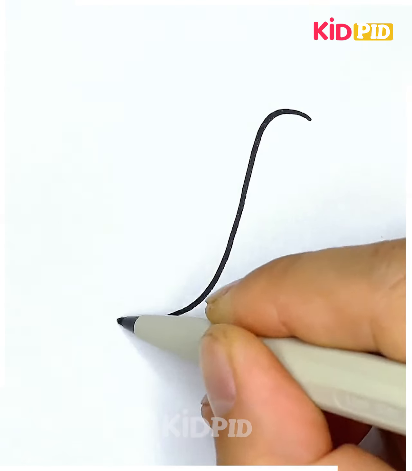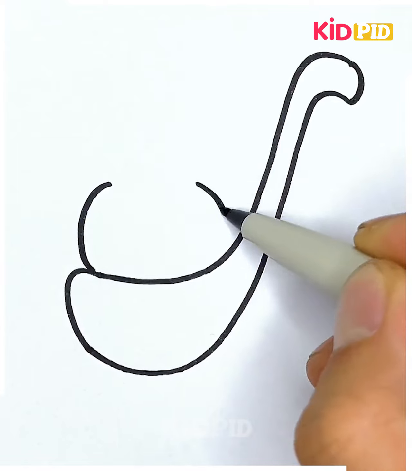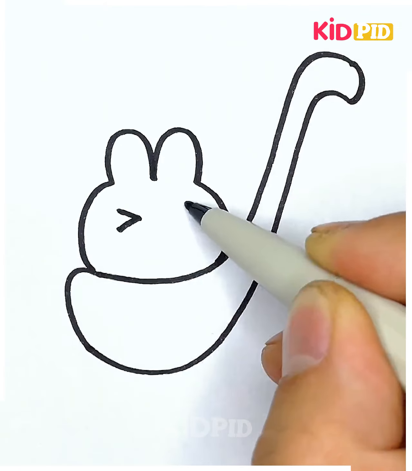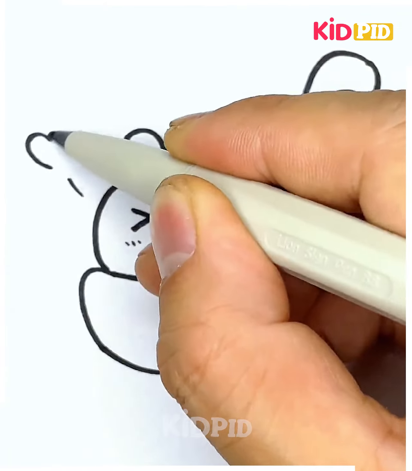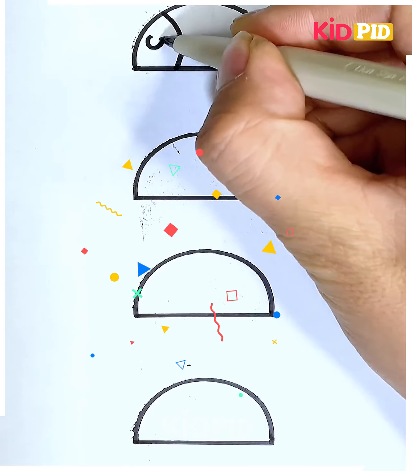Let's move further. Here you just have to make the curved lines as apparent on your screen. These are somewhat similar to the cursive A beginning lines. After that you just have to make the features of this bunny and it looks again very cute and nice. Let's now move further with our another activity.